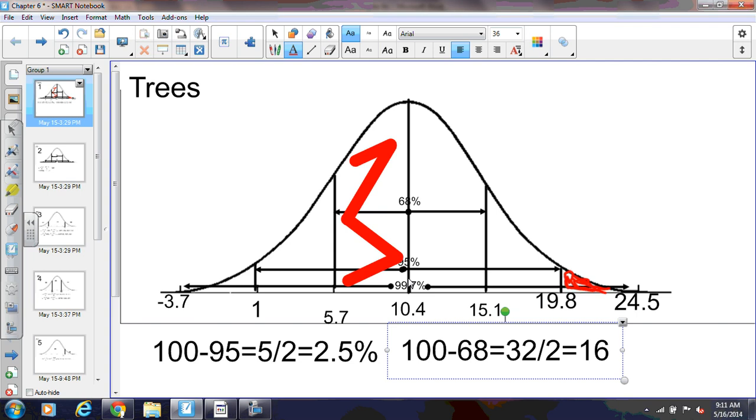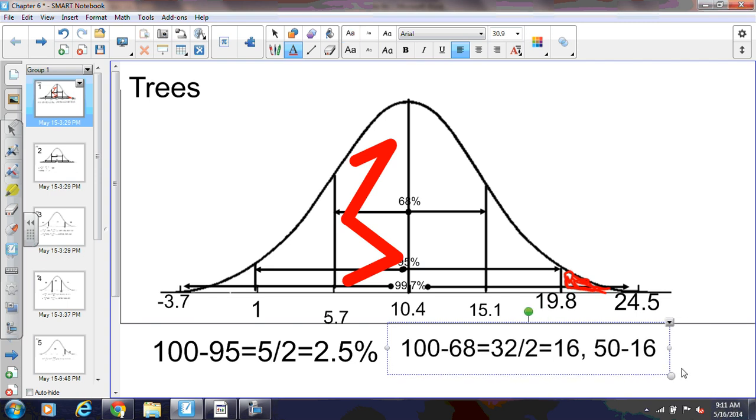What we want to find is the difference, 50 minus 16, because that'll give us the area that's between 5.7 and 10.4. So 50 minus 16 gives us 34%. So 34% of trees would be between 5.7 inches and 10.4 inches.